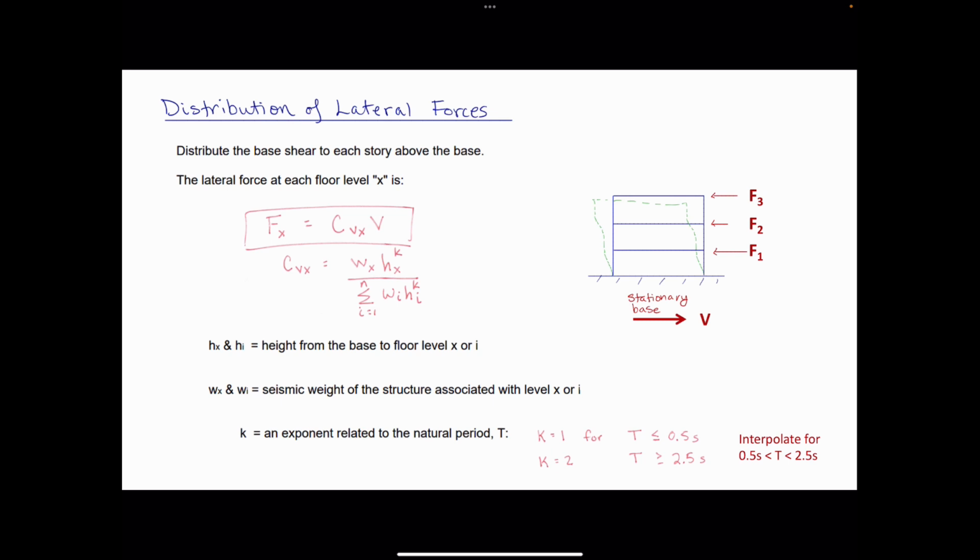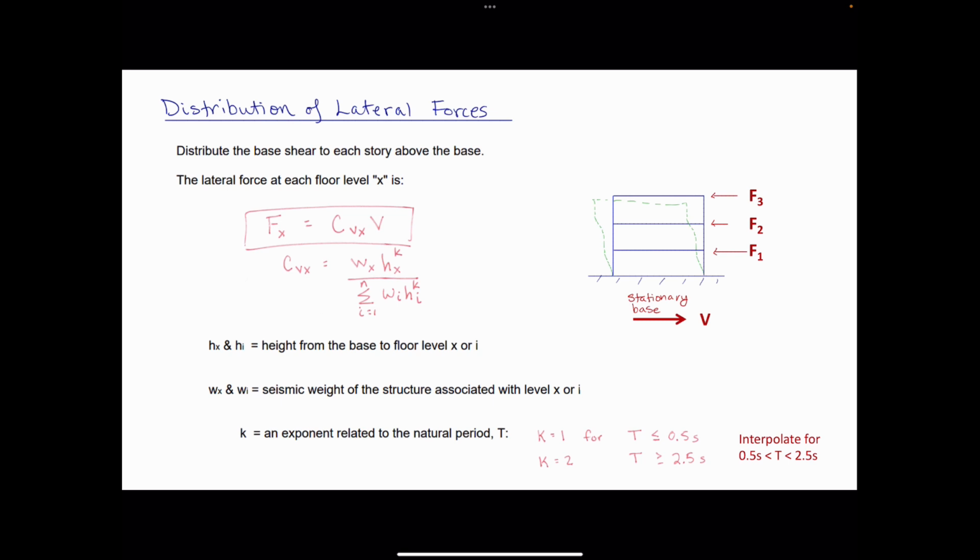So it's going to be the product of the weight of the individual floor that you're considering times the height from the base to that level raised to an exponent k. So that product is in the numerator, and then the denominator is the summation of that product for every level above the base.